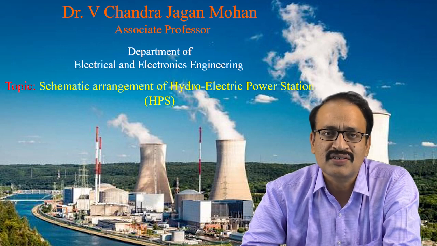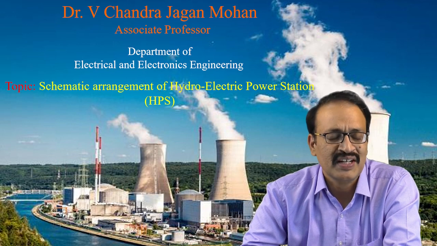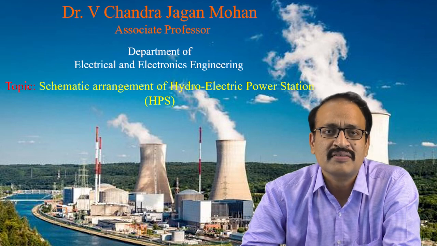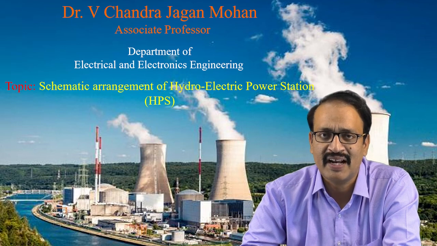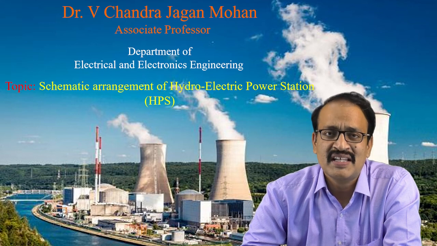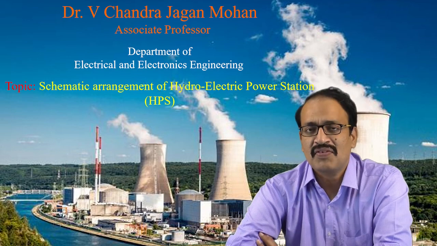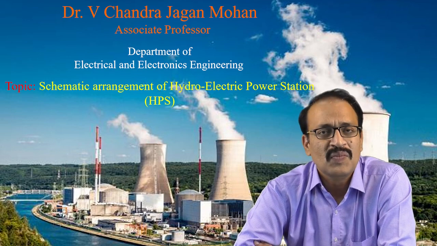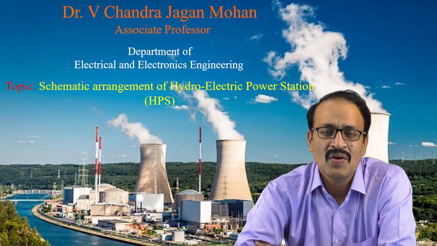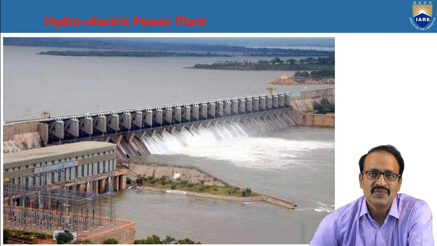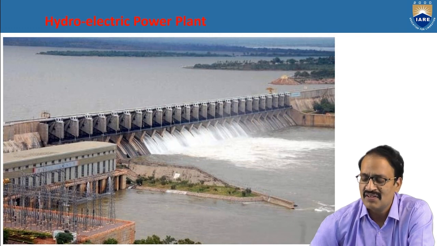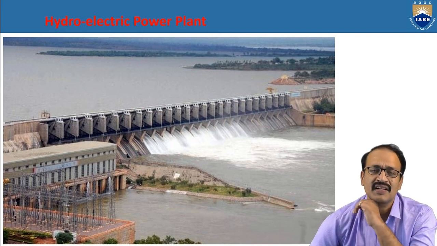Our discussion is about the hydropower plant. We call it hydropower generation because we take the power with the help of water, which we call hydro. Since the power is taken from the hydro, we call it a hydropower plant. You can observe the dam. There will be a forebay, a tail race, and a penstock. All these things will be there in the dam.